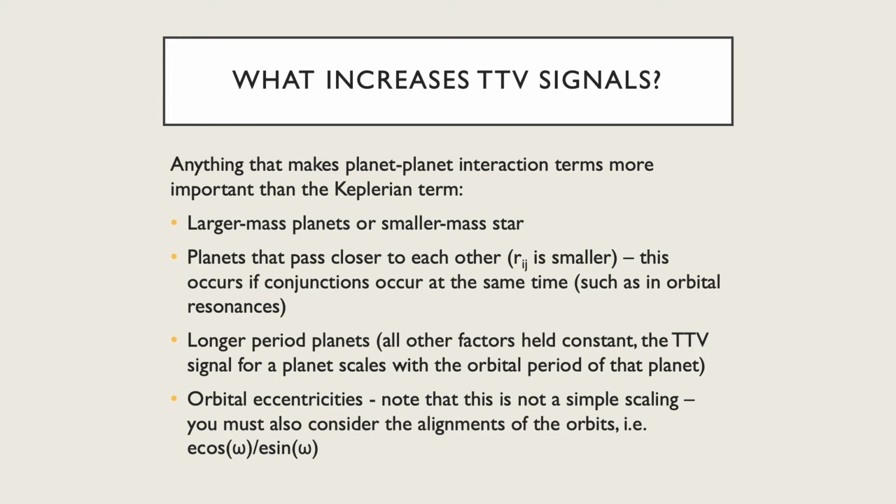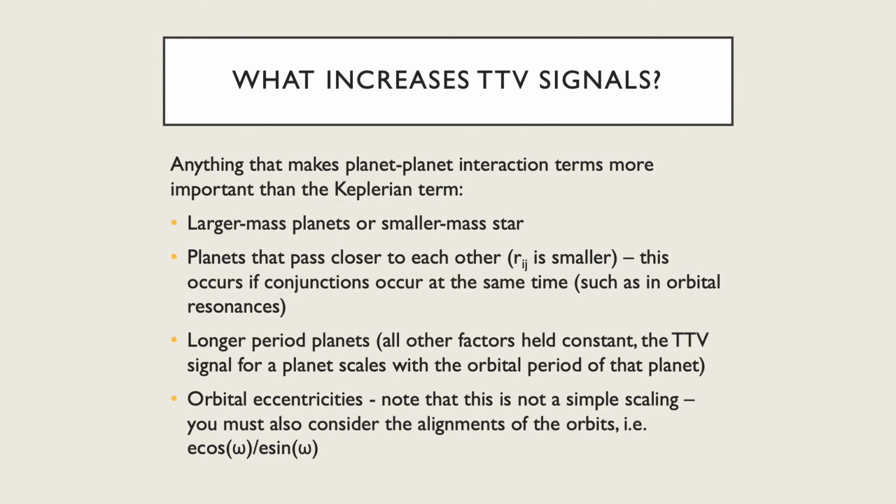And then finally, the orbital eccentricities will also potentially cause planet-planet interactions to be stronger and the TTV signal to subsequently be stronger as well. I will note that this is not a simple scaling. Although I showed a plot in the previous section of the eccentricity increasing the TTV amplitude, the piece of information that actually causes the TTV amplitude to increase is the combination of e cos ω and e sin ω, where ω is again the argument of periastron.